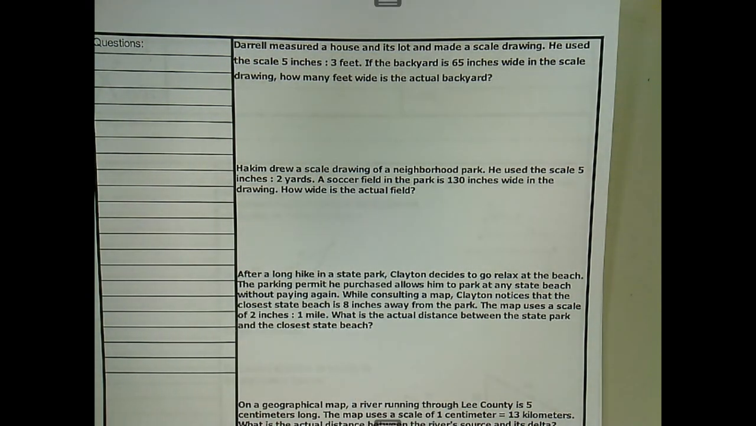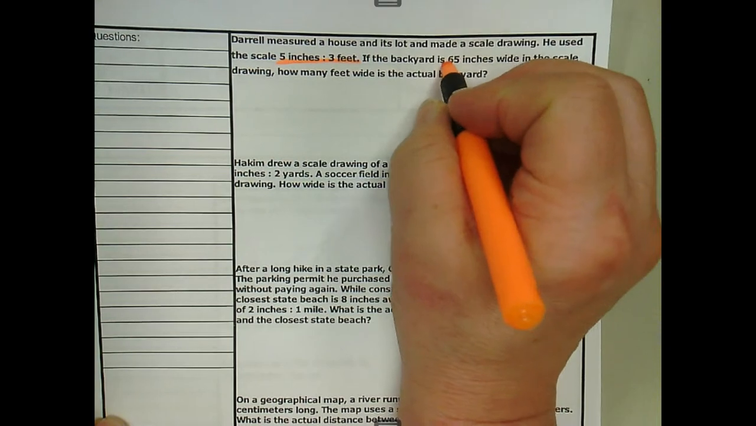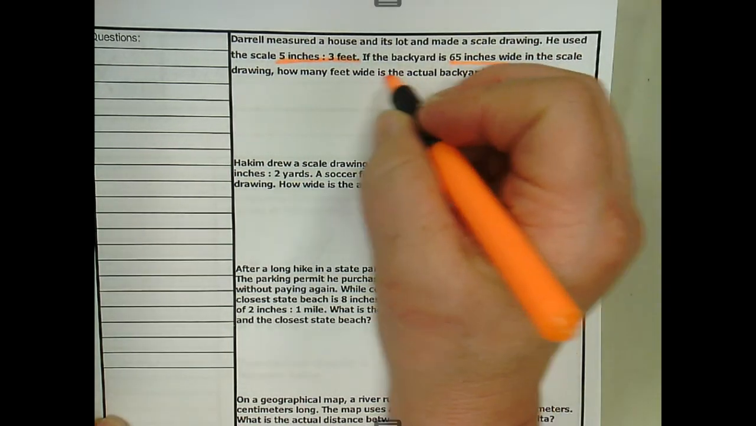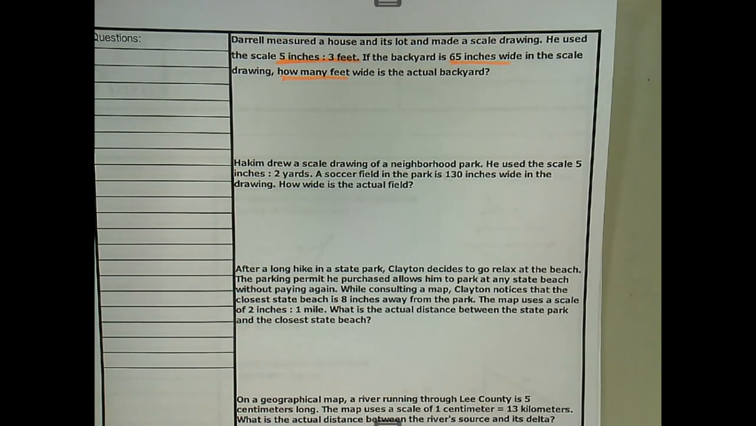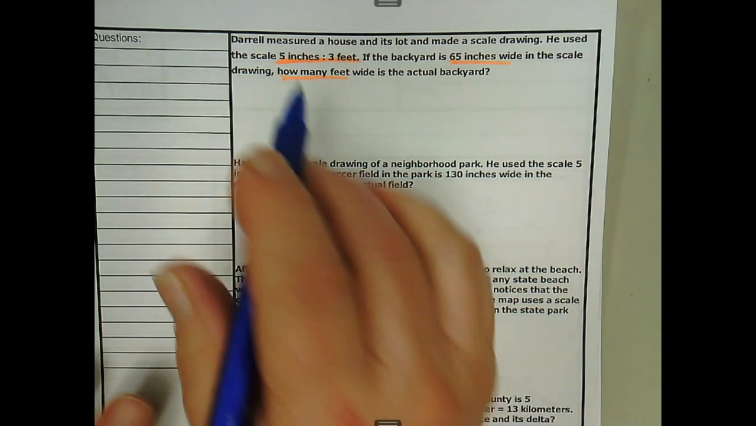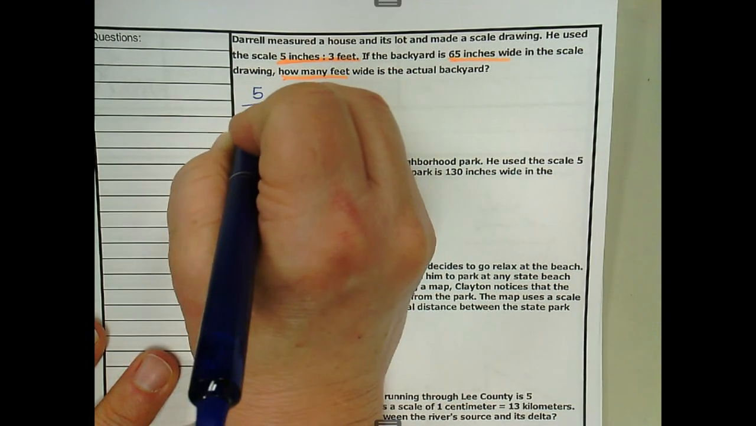So as we're looking at this, do we understand what it's asking? Yes, we do. So let's highlight the important things. The scale is 5 inches to 3 feet. The backyard is 65 inches, and we want to know how many feet it actually is. 65 inches in the drawing, what does that mean? Let's start with our first fraction. 5 inches is equal to 3 feet.